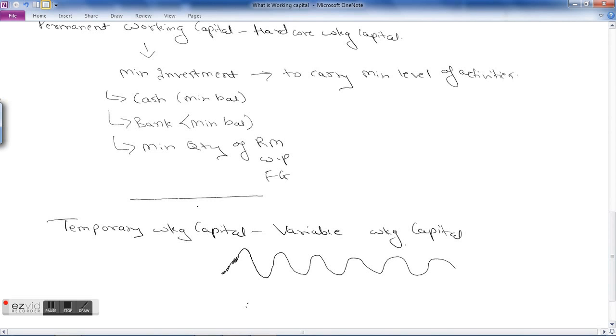Depending on your business activity, this can be financed from your short term sources, by planning the time period for which this amount of working capital is required, and accordingly you can finance it using your short term sources. You can have some short term loans or an overdraft loan from the bank and finance this temporary working capital.